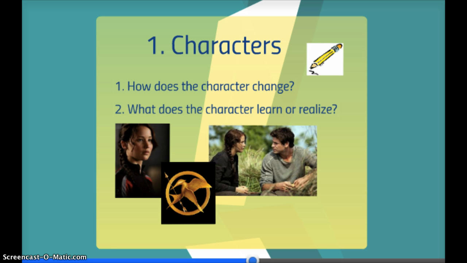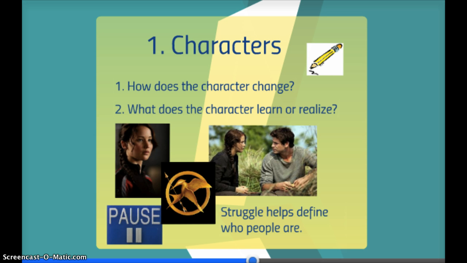So you have her relationship with Gale, you have her relationship with Peeta, you even have her relationship with her sister, her mother, with Haymitch, and a variety of other people. If you look how those relationships change and what she learns about each of the people in her life, you might start to think that maybe the theme is something about struggle helps define who we really are, because it is through the struggles that those changes occur. Okay, pause and write down how looking at the characters can help us understand what the theme might be.